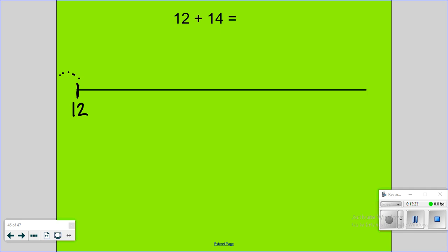And then, because I'm still adding on my number line, I'm going to go which direction? Forwards or backwards? Forwards. I'm going to do my second part. I like breaking it up to 10 first. And then 4. We got to 22. And then 26.